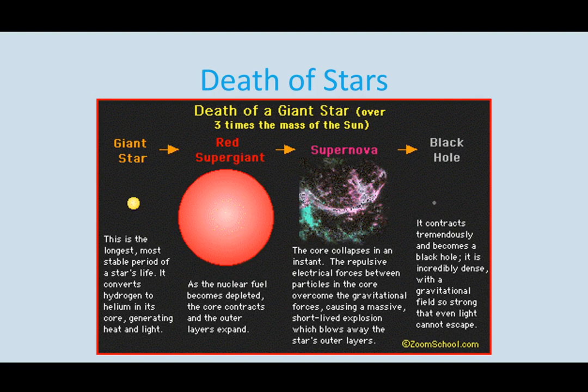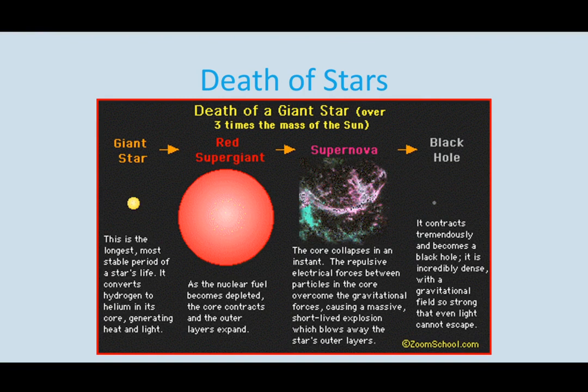The other pathway for death that it could come across is if you have a giant star, so this is something larger than our sun. Again, during its life, this is the longest, most stable period of a star's life. It converts hydrogen to helium in its core, generating heat and light. So the life of a star is the same regardless of what size. What happens then is it becomes a red supergiant. As the nuclear fuel becomes depleted, the core contracts and the outer layers expand. So again, same idea as in the past one, except now it's larger because we're starting with a larger star.